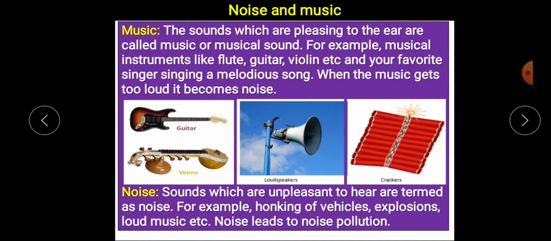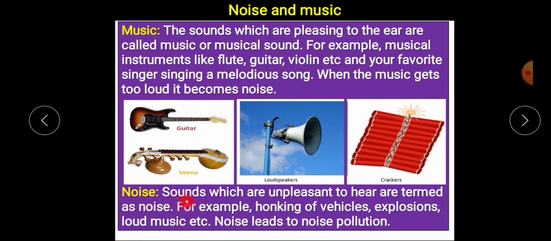Next is noise and music. What is music? The sounds which are pleasing to the ear are called music or musical sound. For example, musical instruments like flute, guitar, violin, etc. played by the experts, and your favorite singer singing a melodious song. These sounds are pleasing to hear, when we like hearing the sound, they are called music. But when the music gets too loud, it becomes problematic for us, and then it becomes noise.